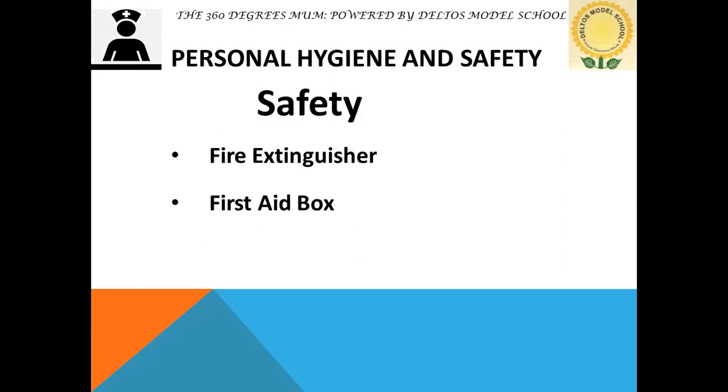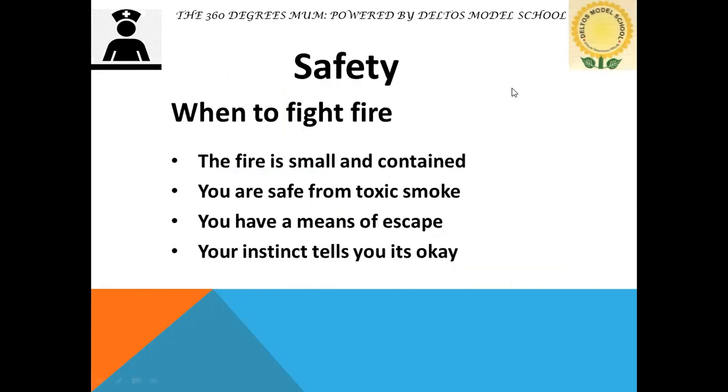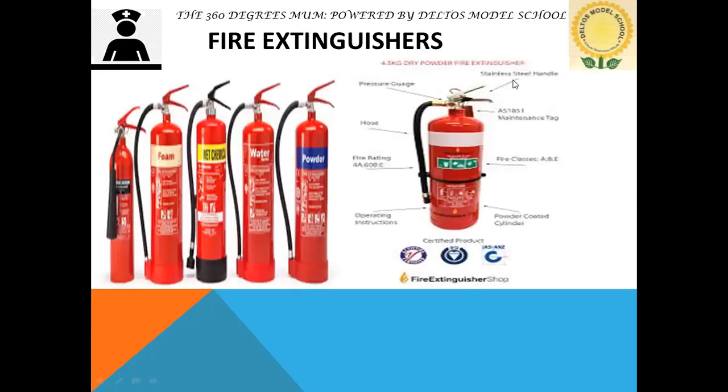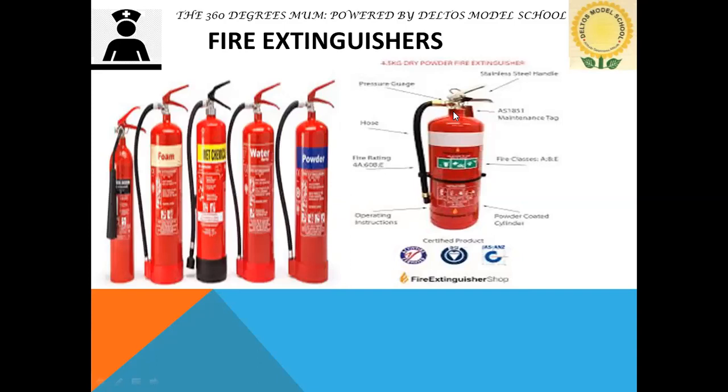Personal hygiene and safety, fire extinguisher, first aid box. What are they? This is a fire extinguisher, or these are fire extinguishers. You can see one is already labeled. You have the handle there, the stainless steel handle. You have the hose, and then you have the body of the fire extinguisher and the pressure gauge. And there's something that looks like a pin. So these are the features of the fire extinguisher. You should have one of these in your house. Please and please, you can help someone with it.